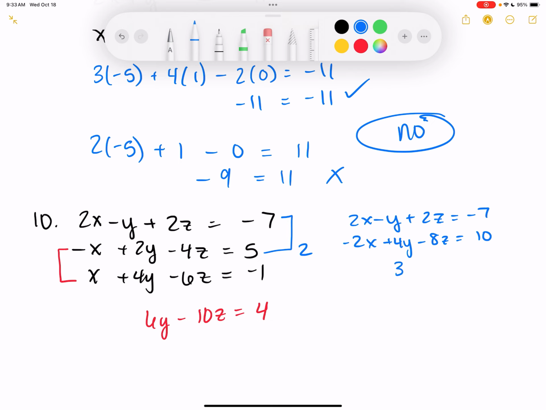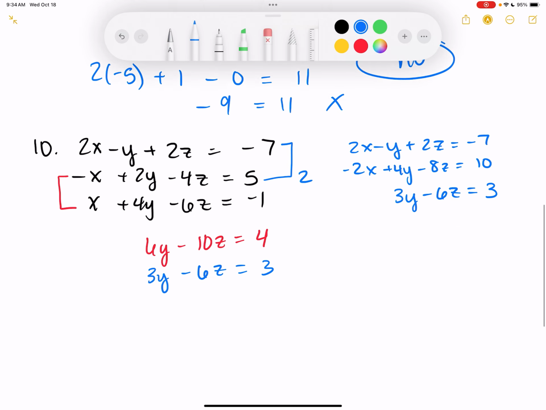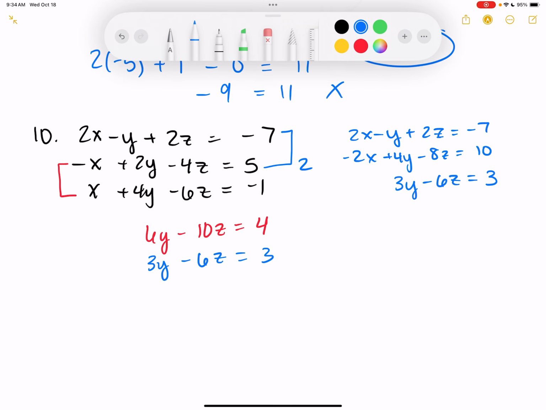So 3y minus 6z is equal to 3. And so now that's what I'm putting over here. So now I have two equations and two unknowns. Make this a little clearer. And so now once I'm at this point, I'm back to what I was doing in section 2. So what do I need to multiply one of them by to cancel something?